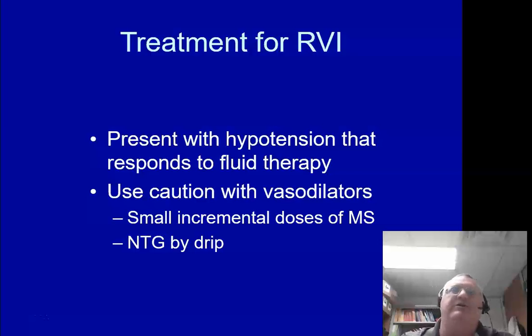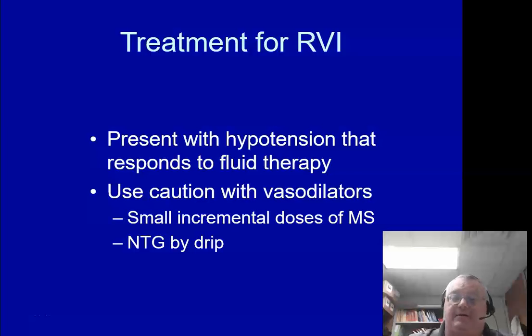Now, again, if I start developing rales, stop your fluid. But as long as I don't have the rales, I want to fill up their pipes, okay? Because, again, use a lot of caution if you use a vasodilator, okay? Very small amounts of either morphine or fentanyl. When I say small amounts, small. And if we're going to do a nitro, we probably need to do it by a nitro drip.